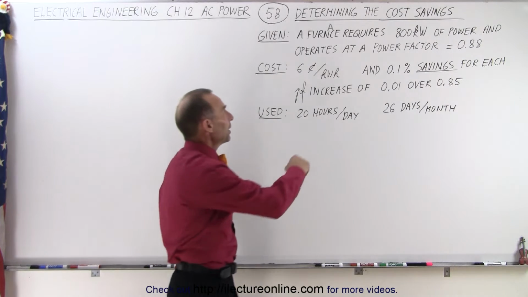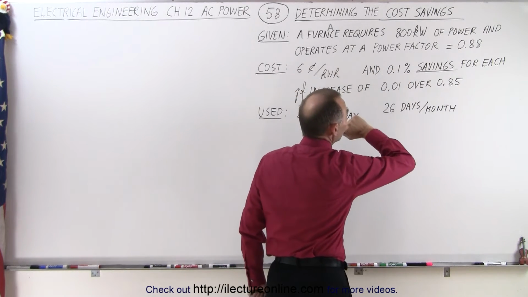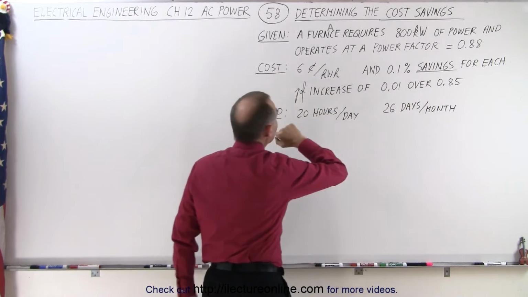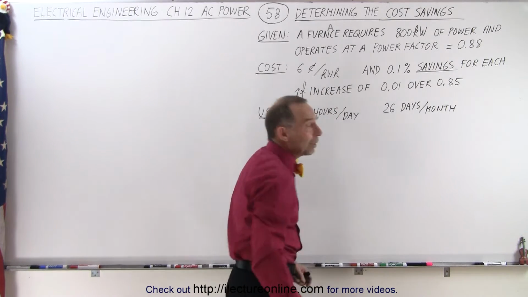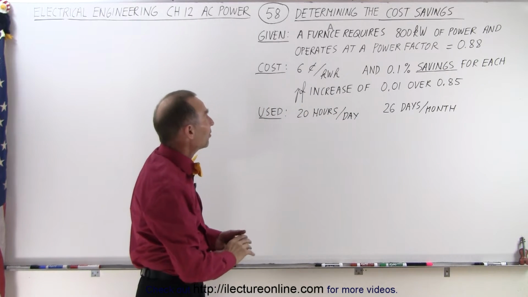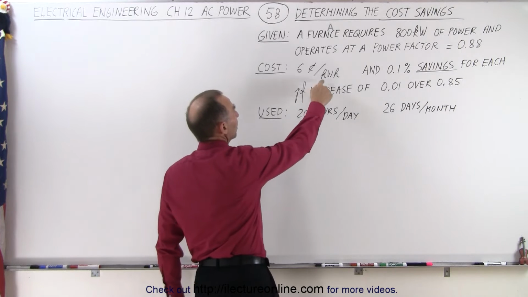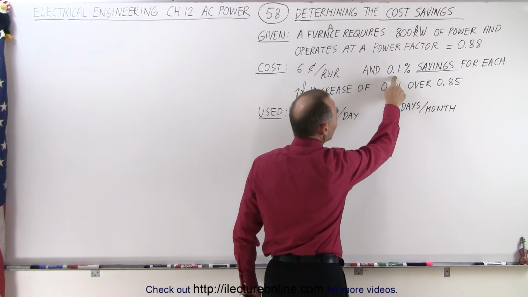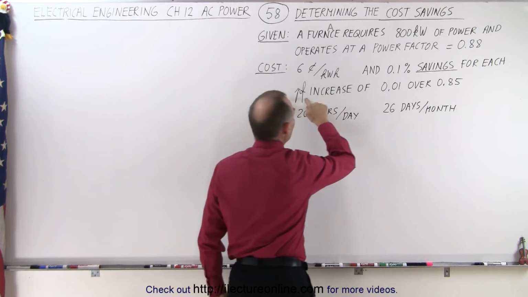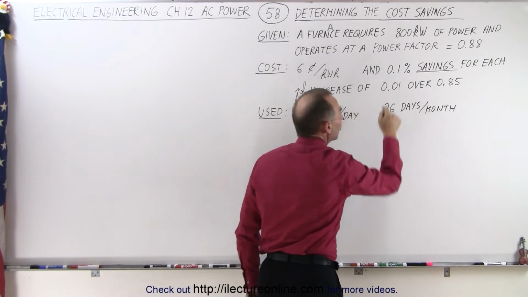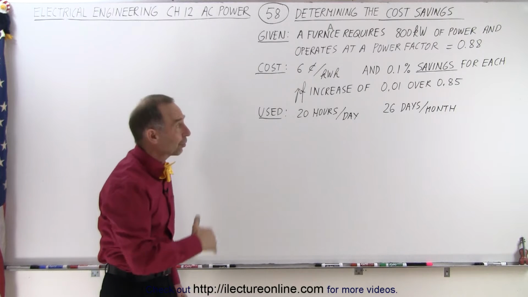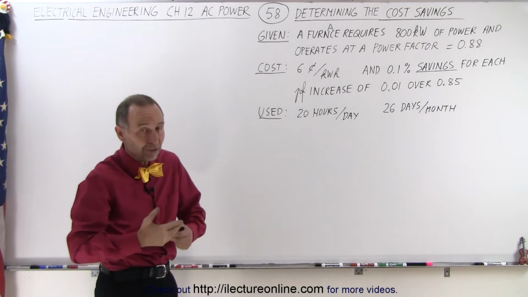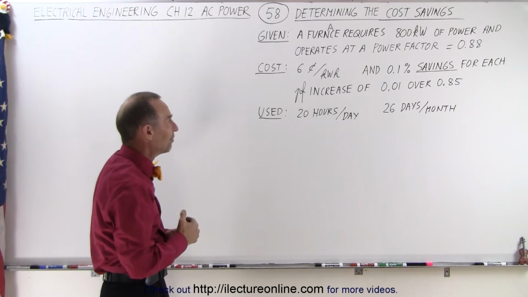So let's say we're operating a furnace at 800 kilowatts of power, and it operates at a power factor of 0.88, which is pretty good. And let's say that it costs 6 cents per kilowatt hour, and we're getting a savings of 0.1% for each power factor increase of 0.01 over the 0.85. So in this case, 0.88 means 0.03 over 0.85.